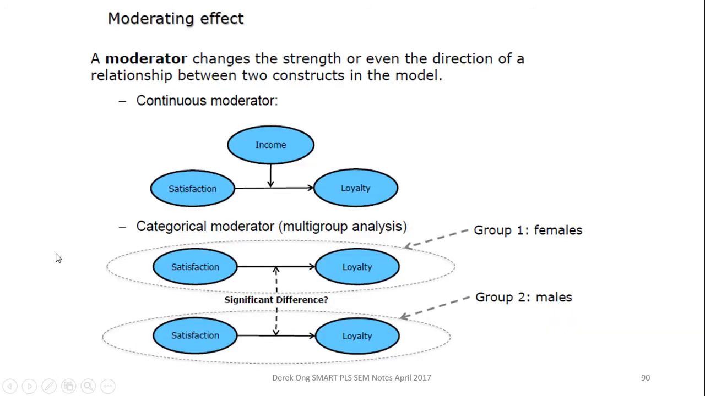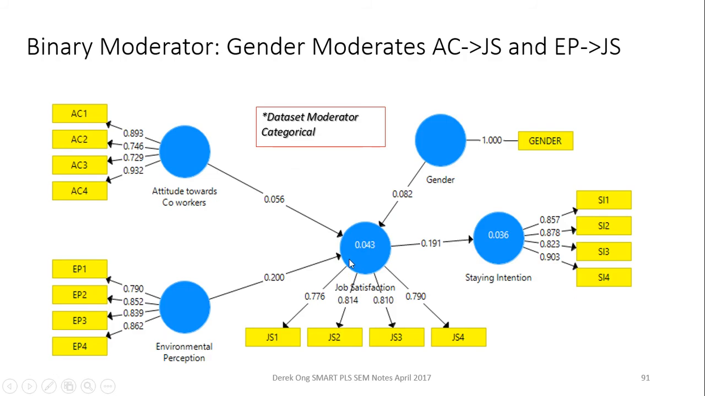So, as I mentioned to you, we're going to look at the difference between a continuous moderator as well as a categorical moderator. It's kind of like a multi-group analysis, but I'm going to do a video later on how to look at multi-group analysis. So, we are only going to be looking at one relationship with the moderation effect.